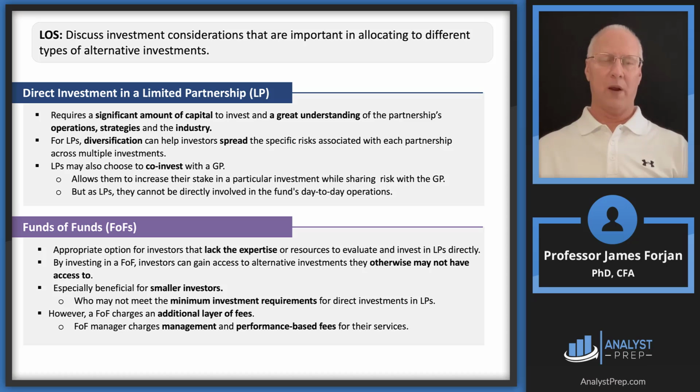What we're trying to do here is probably find some kind of element of diversification, but look up at that first block point there. What do we have bolded? Operations, strategies, the industry, a great understanding of the partnership's characteristics. The LPs may choose to co-invest, that's probably an important thing.